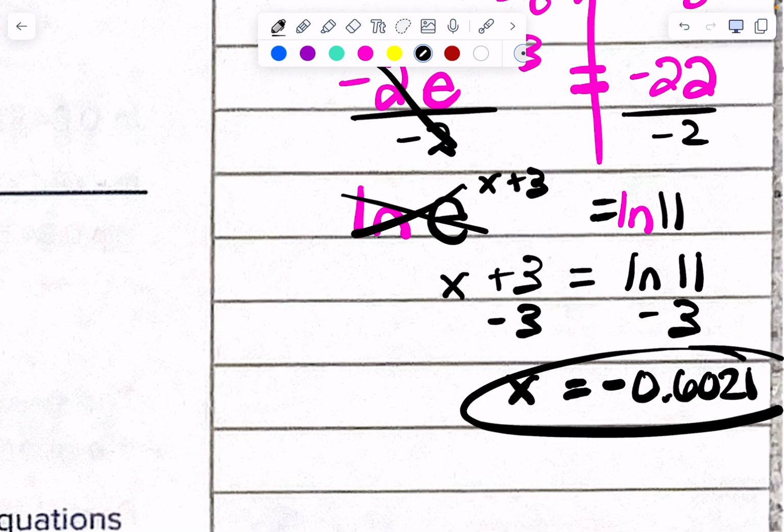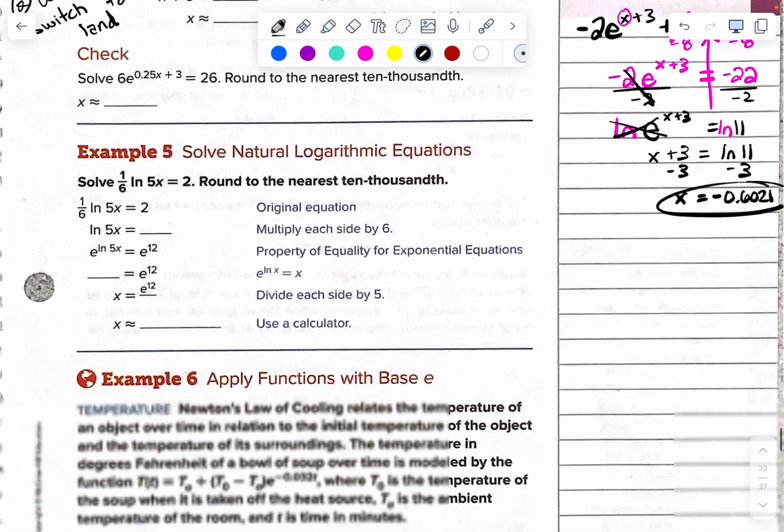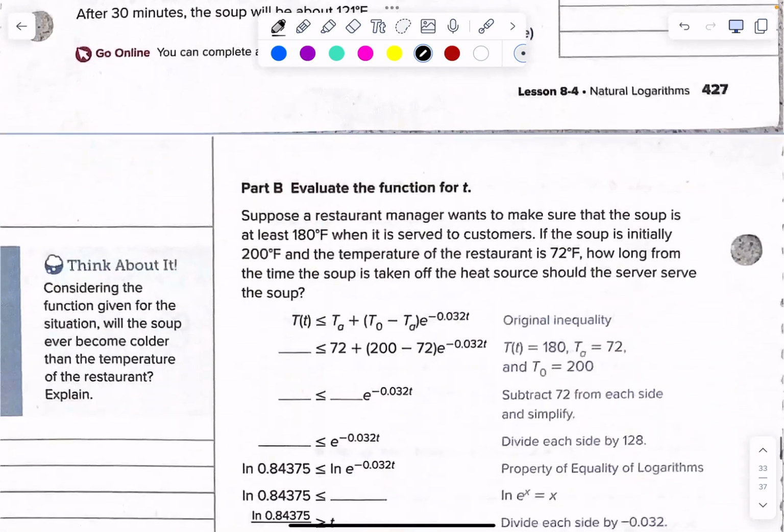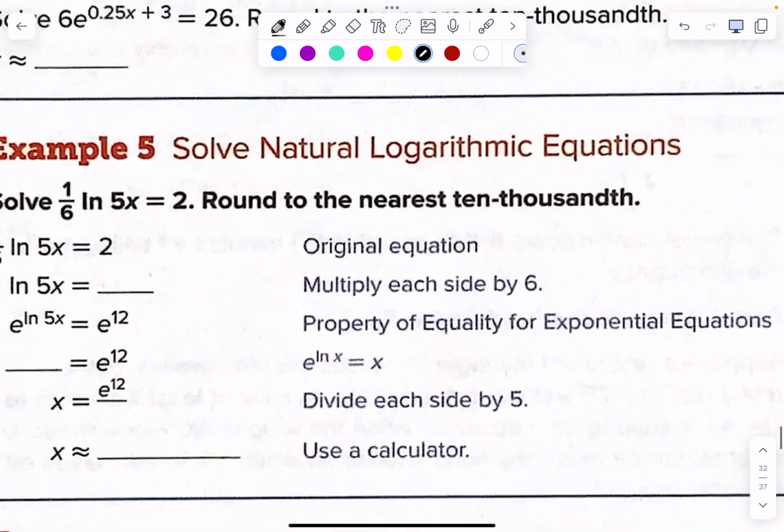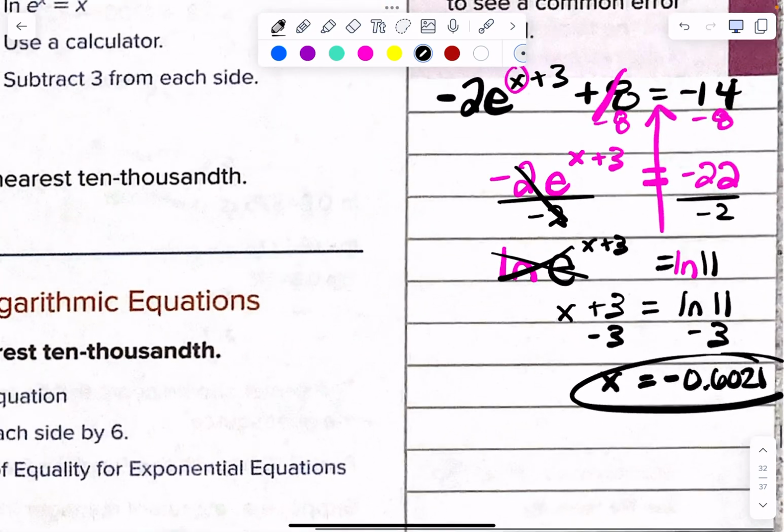Ba-bam. Just like that. That's beautiful. Okay, do we have more? Yeah, we got one more. It's just this one right here. Solve natural log equations. Okay, are we happy with that?